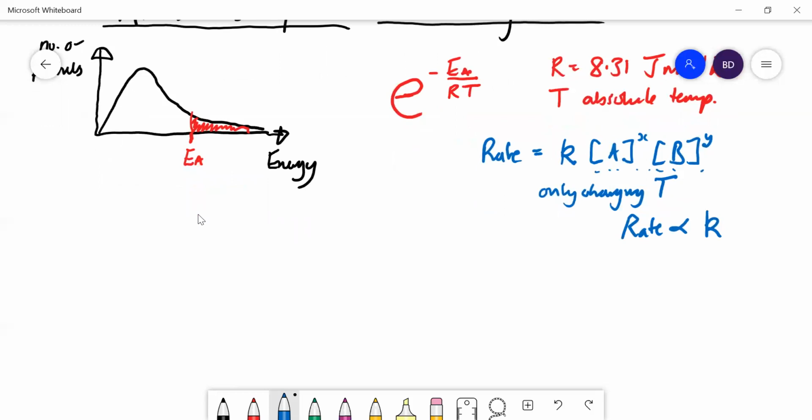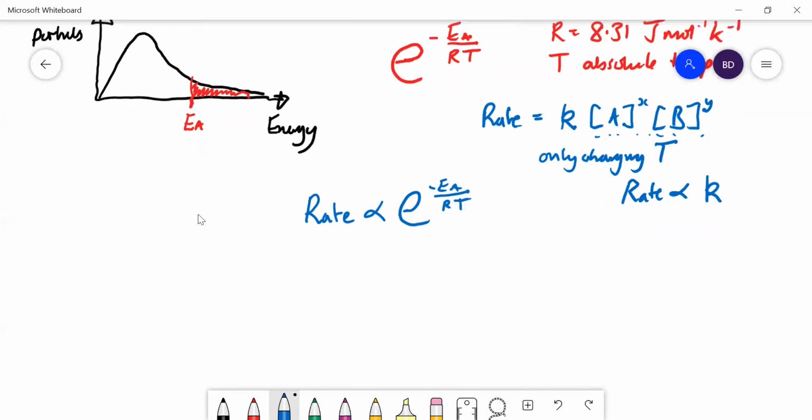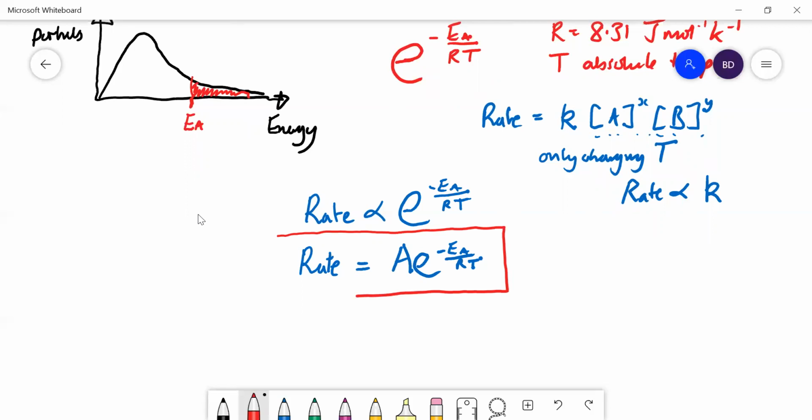Right, so what we can say is that rate is proportional to the number of molecules with enough energy to react, which is given by that. So we can get rid of that proportional sign, and replace it with a constant. So we can get rate is equal to A e to the power of minus EA over RT. Now, in all the past papers they've ever given, they always give you this equation. You don't have to memorize it, but I think you probably should memorize it anyway. And that is the Arrhenius equation.